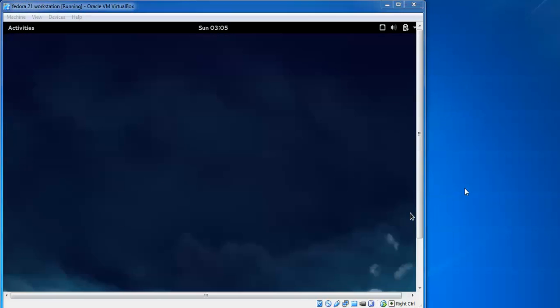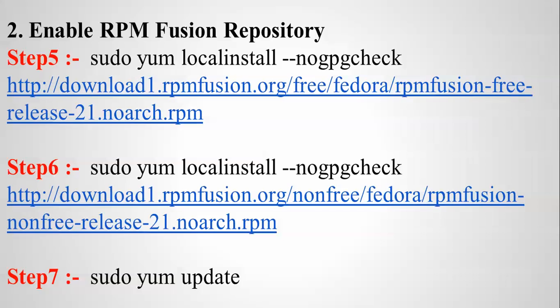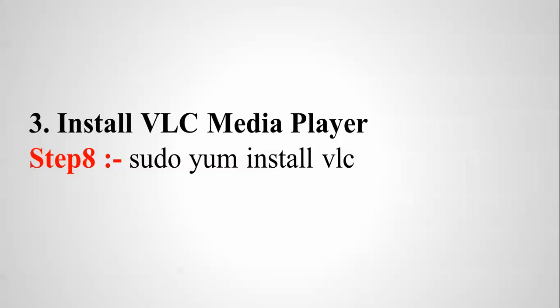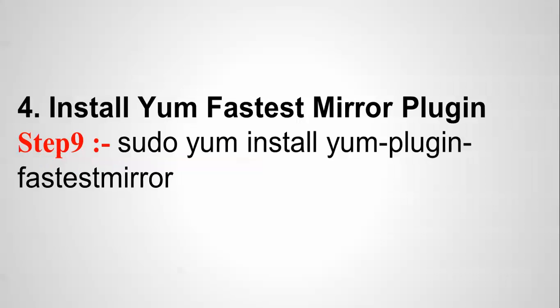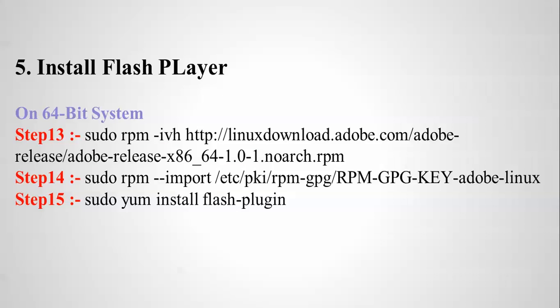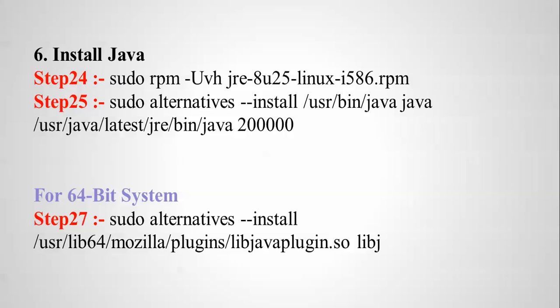Now I'm just minimizing this. Type this command and you can proceed to install RPM Fusion, and then VLC, just type this command and you can install VLC. And for fastest mirror, just type this command and you can install it. After that, if you want to install Flash, there is a command for 64-bit, and a 32-bit supported command also. In the description you will find them completely. And then to install Java, just type this command, and for 64-bit type these three commands to install Java.